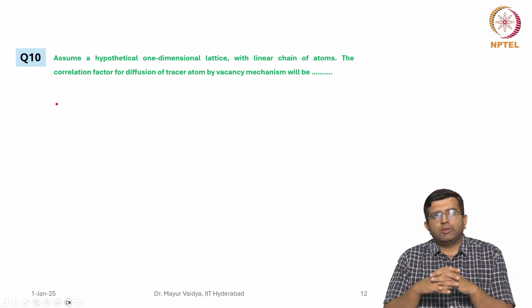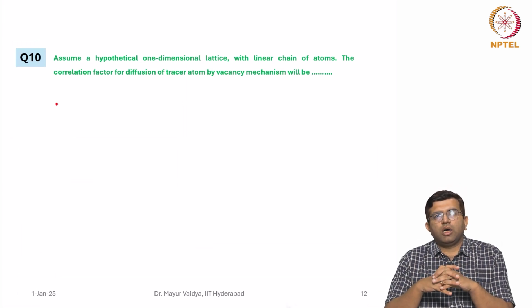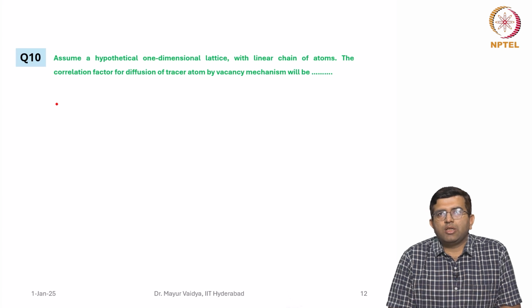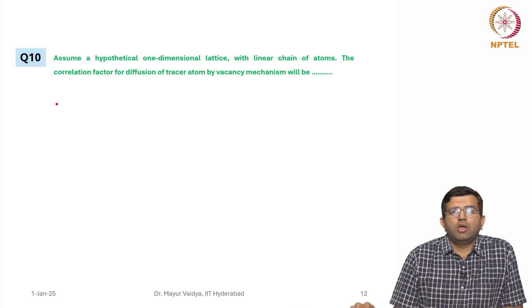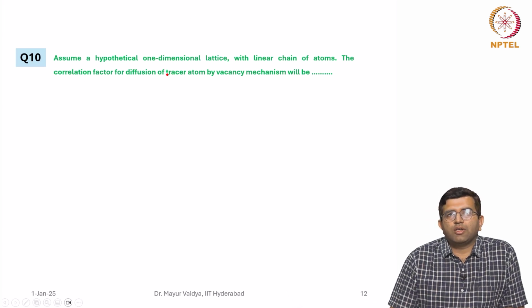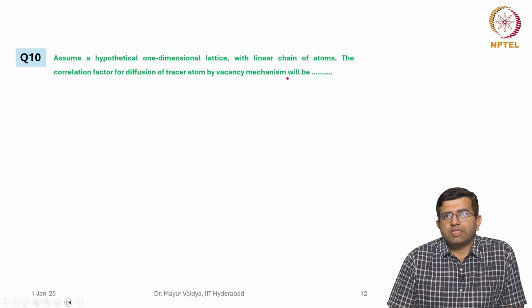Moving on to the next question, assume a hypothetical one-dimensional lattice with linear chain of atoms. What will be the correlation factor for diffusion of tracer atom by vacancy mechanism? So, here we say that f is equal to 1 minus 2 by z. Since z is equal to 2, therefore, f will be equal to 0.